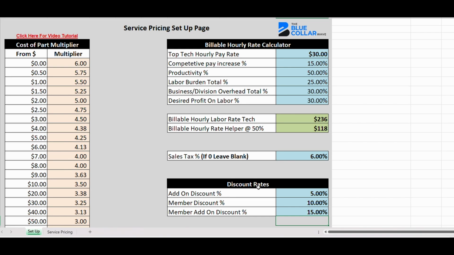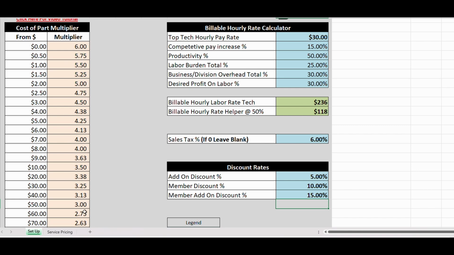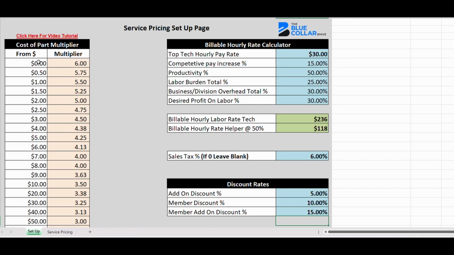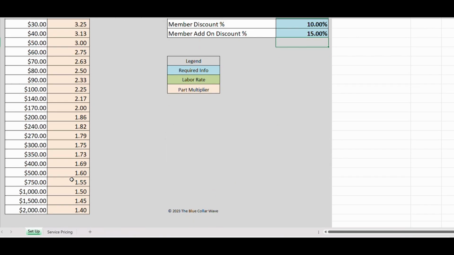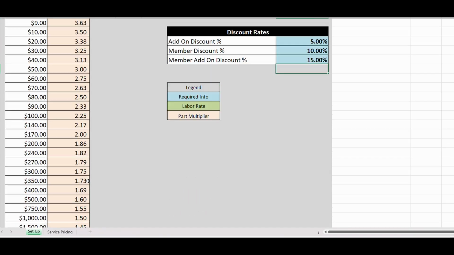So there you have the setup page. Here are the part cost multipliers, and you will see that for parts that cost from 0 all the way up to 50 cents or 49 cents, you have a $6 multiplier, all the way down to $2,000. If a part costs $2,000, you have a 1.4 multiplier.